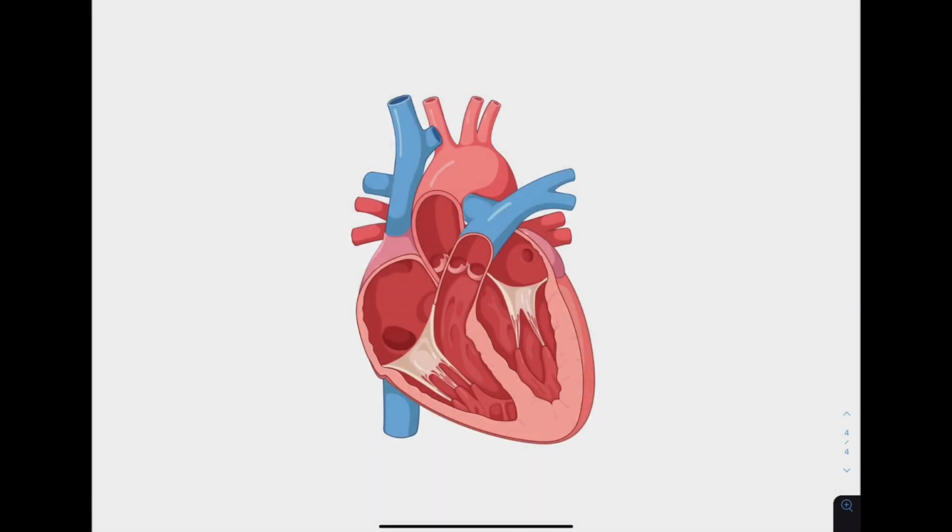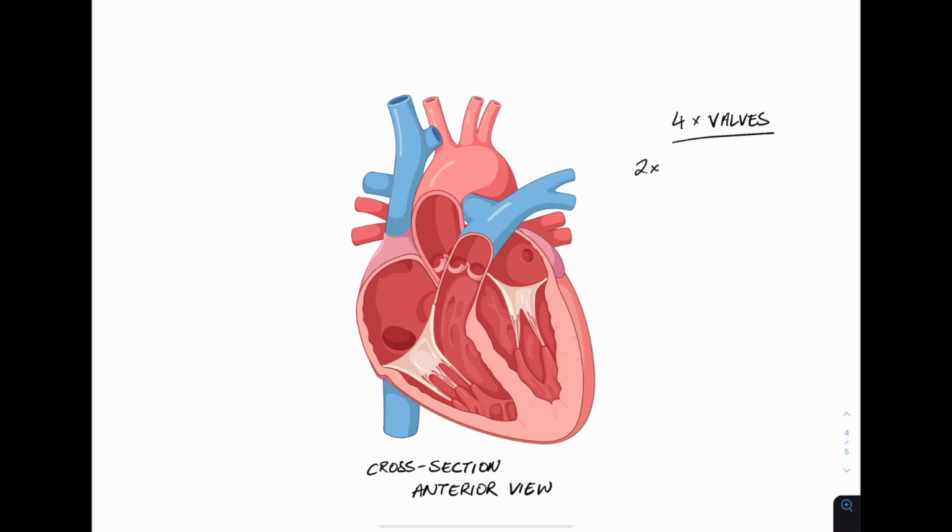Just a little bit more anatomy to go through, and to look at the valves that sit within the heart, we're going to have to look at a cross-section. So here we've got a cross-section cut along the frontal section of the heart. So we're still looking at it from the front, and we've got an anterior view. So what we're looking at here are the 4 valves.